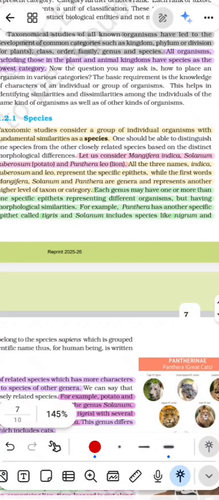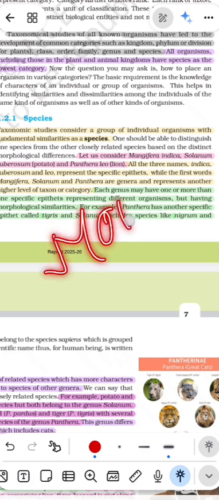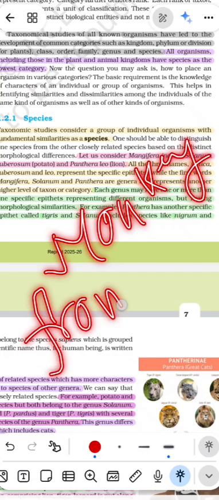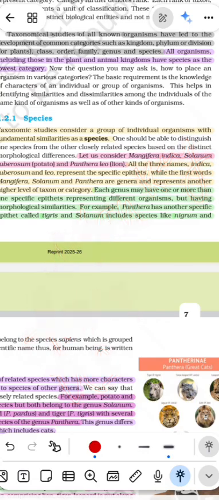One should be able to distinguish one species from other closely related species based on distinct morphological differences. If we see a monkey, we cannot easily distinguish it from us, because we are closely related and they were our ancestors. So we cannot differentiate them from us.